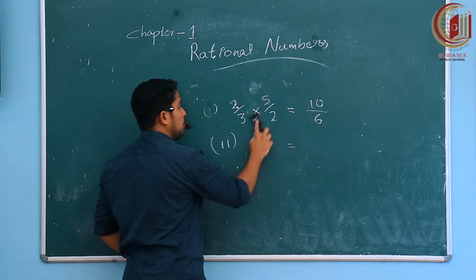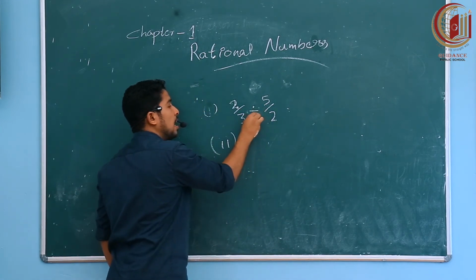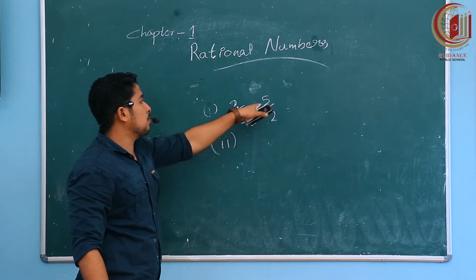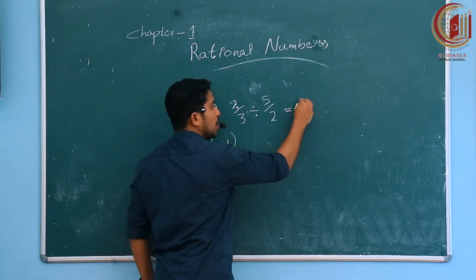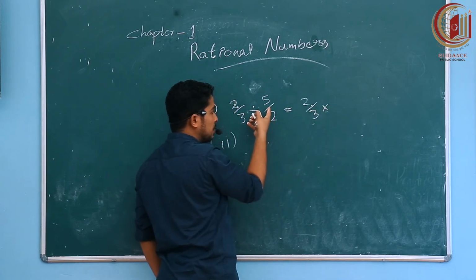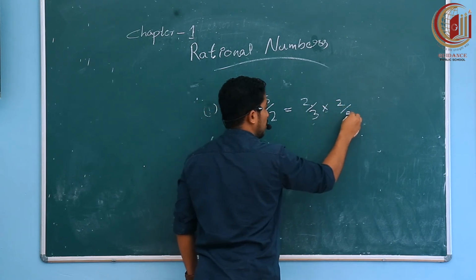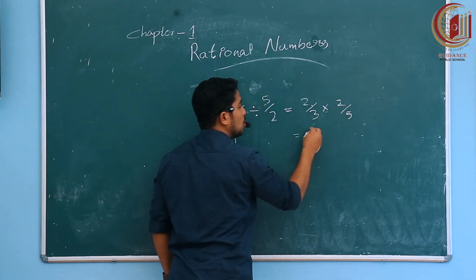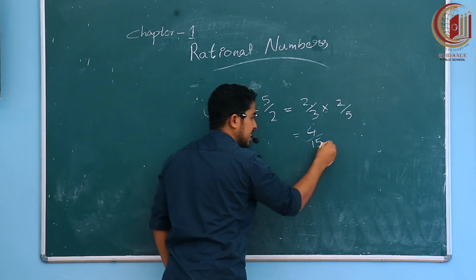Then in the case of division, how can we divide 2 by 3 by 5 by 2? By multiplying by the reciprocal. 2 by 3 into the reciprocal of 5 by 2, which is 2 by 5. Okay, 2 into 2 is 4, by 3 into 5 is 15, which is a rational number.